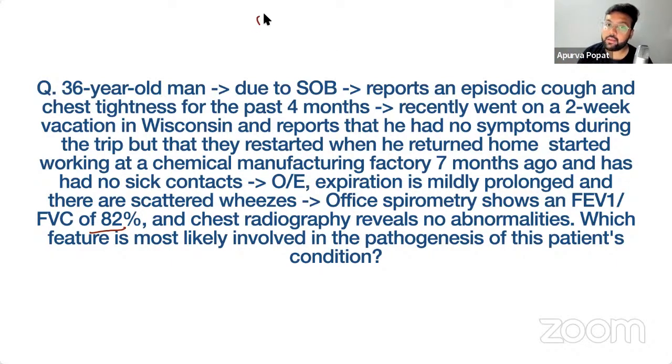Allergic rhinitis. This is possibly allergic rhinitis. The patient can have a lot of rhinorrhea. But this patient is having episodic cough and chest tightness. I mean that seasonal one, allergic rhinitis. Seasonal. So why is he not developing cough when he went for a vacation? Only when he came back.